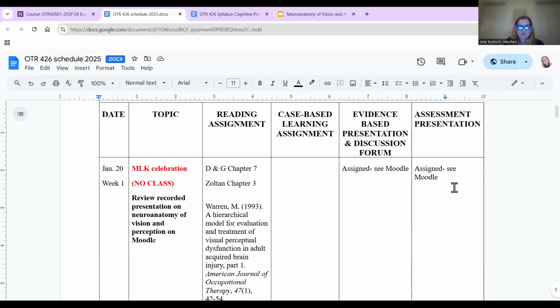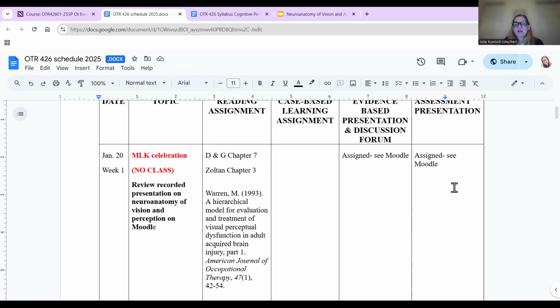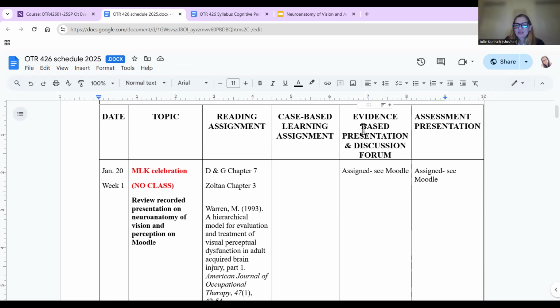Obviously, there isn't any for next week because we're not going to be together. But as you can see, the evidence-based presentations and the assessments are already assigned for everybody. So if you haven't, please go on to those links on Moodle and see what you're assigned for and make sure you get it in your calendar for when you are presenting those for the week.